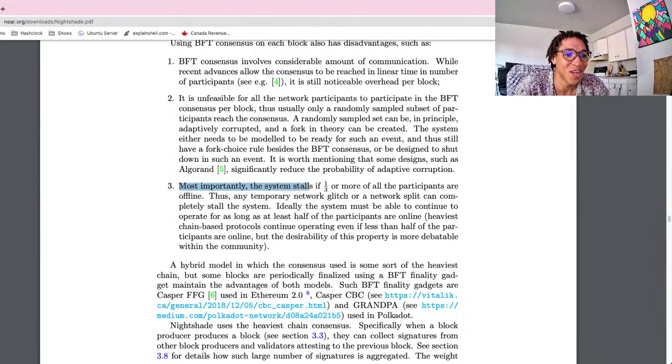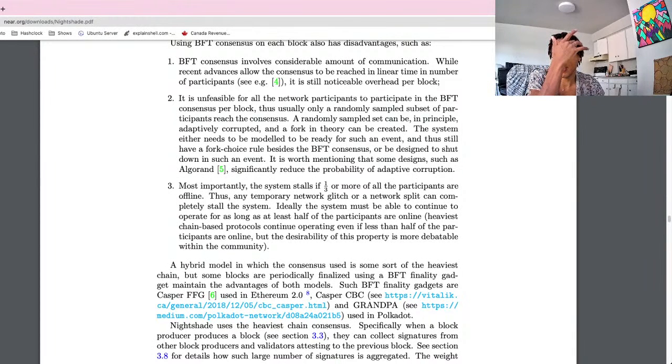Most importantly, the system stalls if one third or more of all the participants are offline. Thus, any temporary network glitch or a network split can completely stall the system. Makes sense? Ideally, the system must be able to continue to operate for as long as at least half of the participants are online. The heaviest chain-based protocols continue operating even as less than half the participants are online, but the desirability of this property is more debatable within the community.